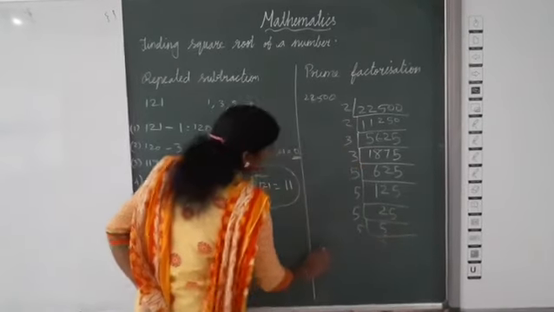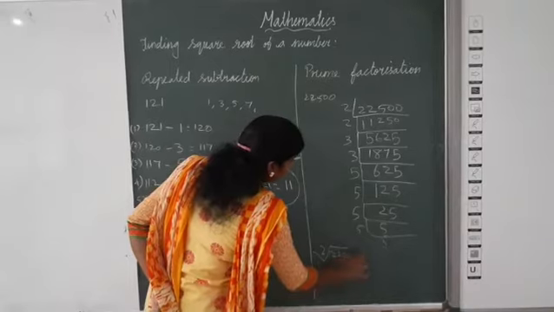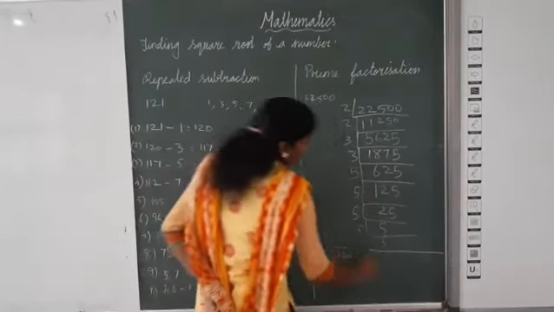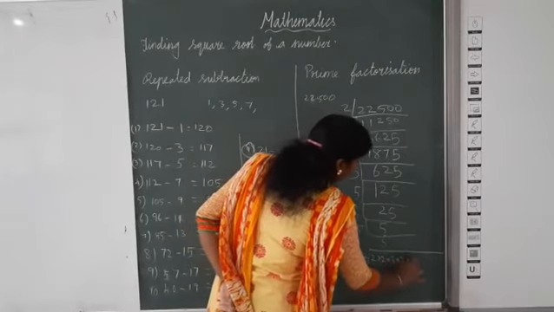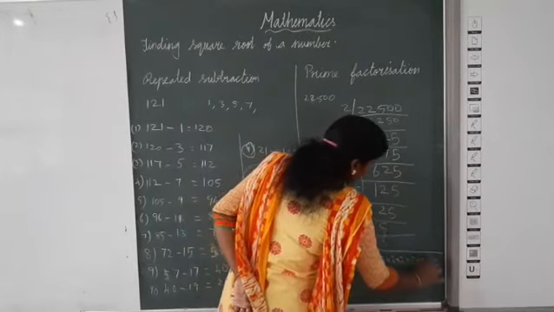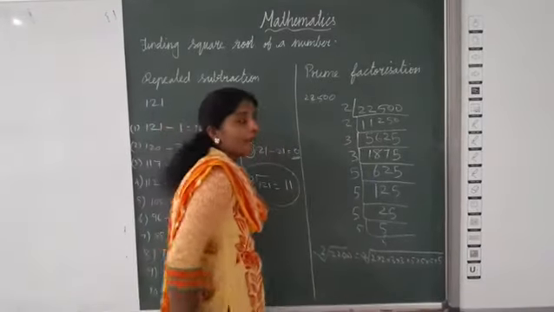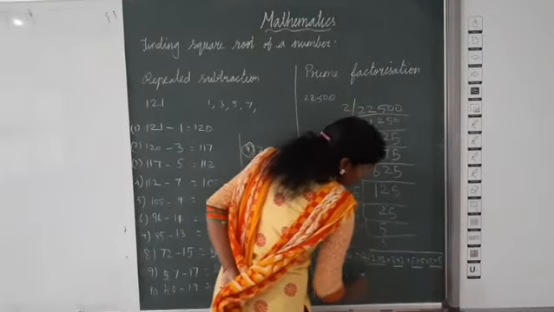Now what is the square root of 22,500? Equal to the square root of, what are the prime factors? 2 two times, 3 two times, then 5 four times. This is a square root, isn't it? So we can take 2 in 1 outside.